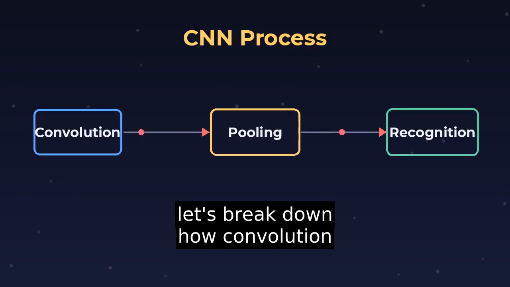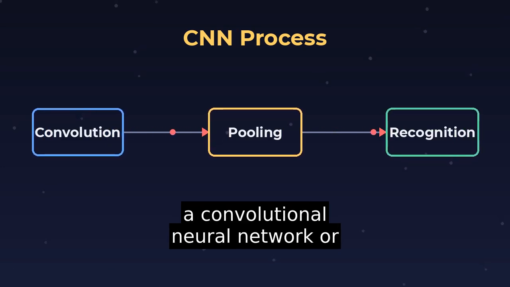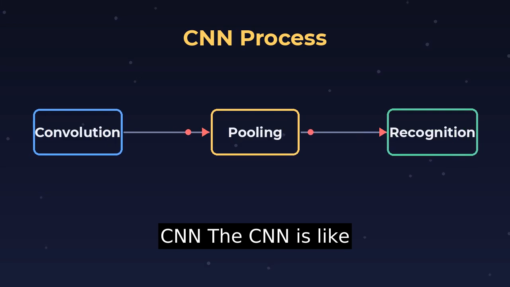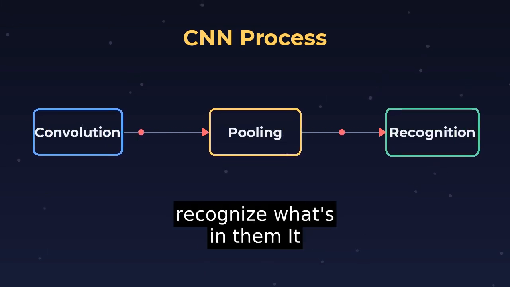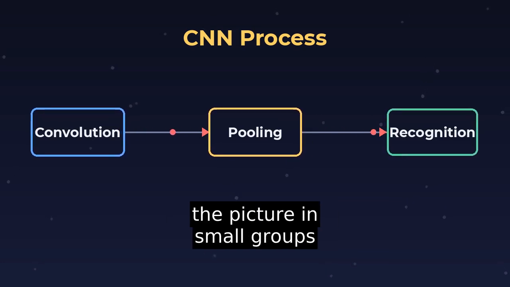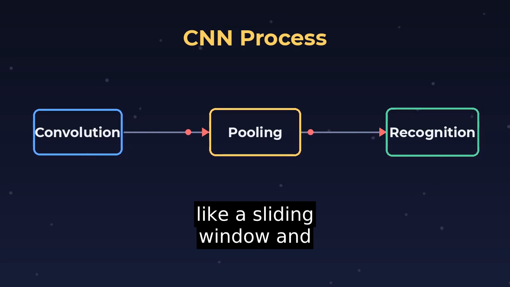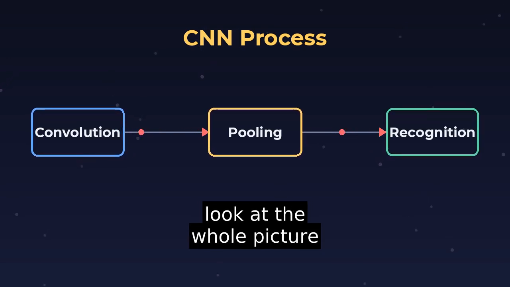So, let's break down how convolution and pooling work together in a convolutional neural network, or CNN. The CNN is like a special machine that looks at pictures and tries to recognize what's in them. It uses convolution to look at the picture in small groups, like a sliding window, and then it uses pooling to take a step back and look at the whole picture.